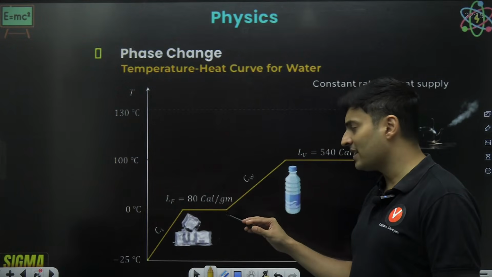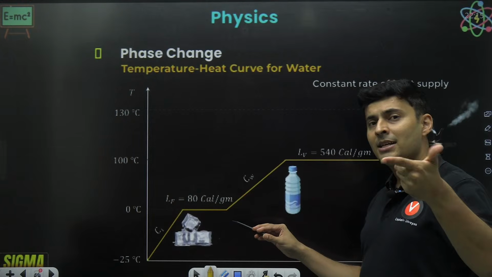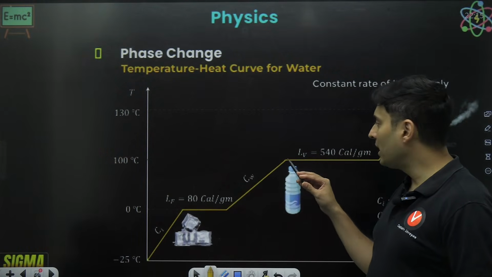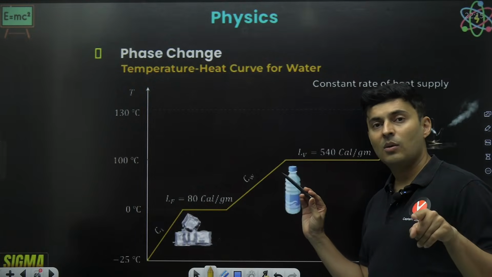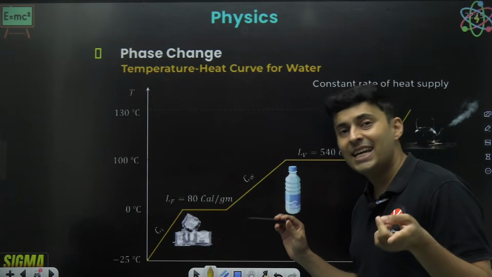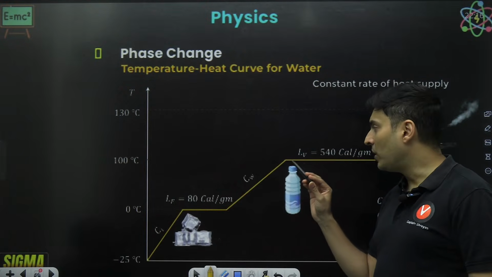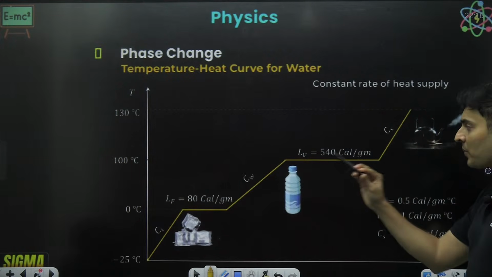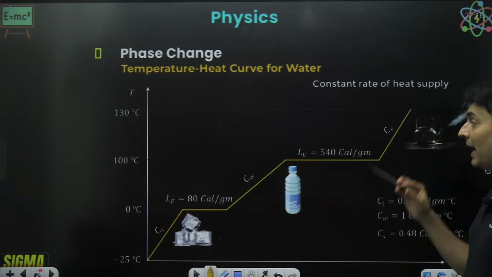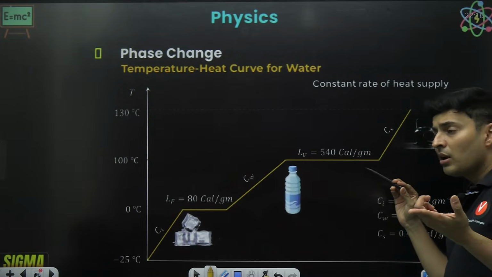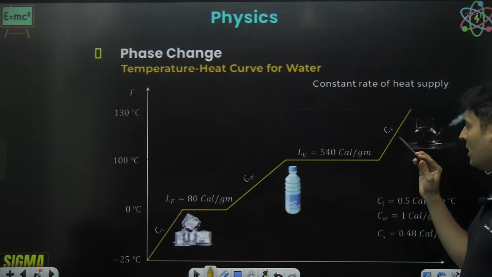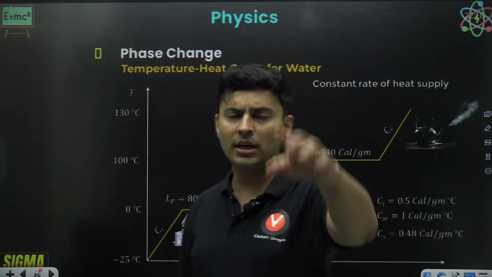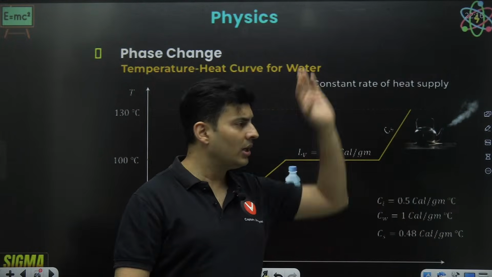Once all that ice melts into liquid, then 0 Celsius will become 1, 2, 3, 4, 10, 99, 100. Till 100, temperature will change. What is special about 100? Yes, it's a boiling point. So until every bit of water converts into vapor, the temperature will remain the same. And then after you get the steam, that steam's temperature will keep on increasing. 101, 102, 103, like that it will keep on increasing.